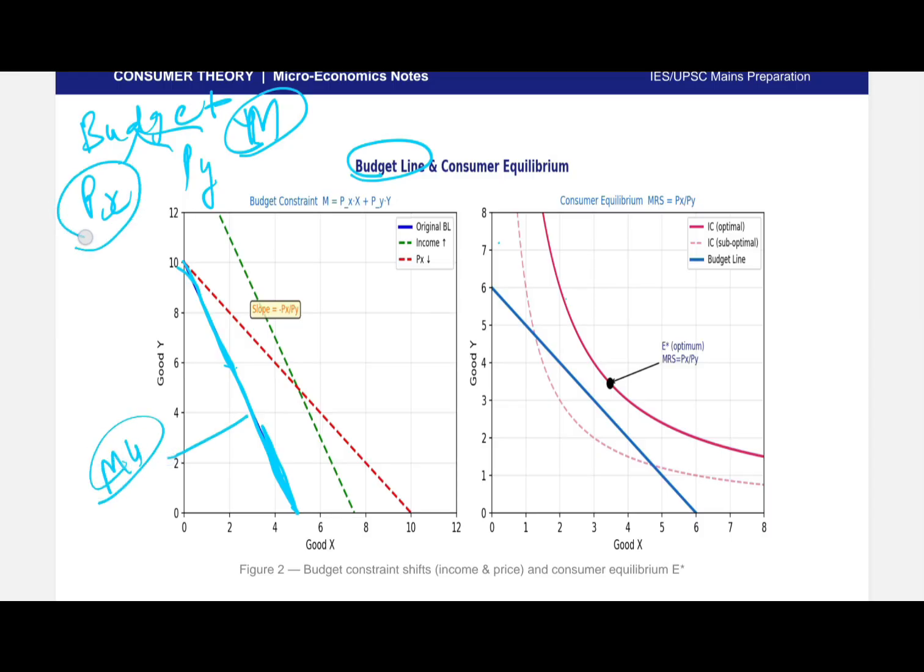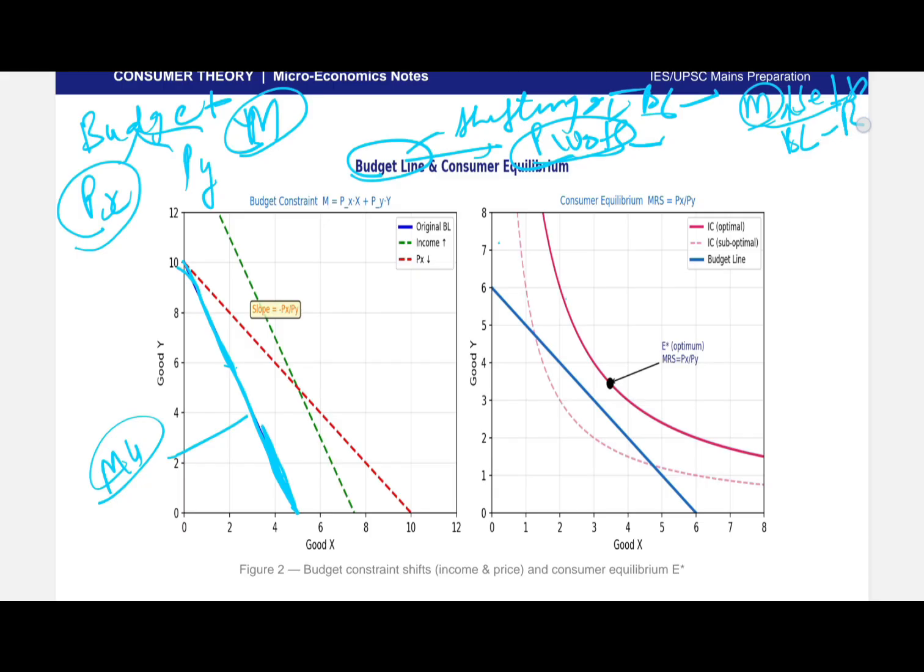There is something like shifting of the budget line, and the second thing is pivot. When will the budget line pivot and when will it shift? When our income either increases or decreases, the budget line will shift either rightward or leftward. If our income is decreasing, the budget line shifts to the leftward side. If our income increases, then it shifts to the rightward.